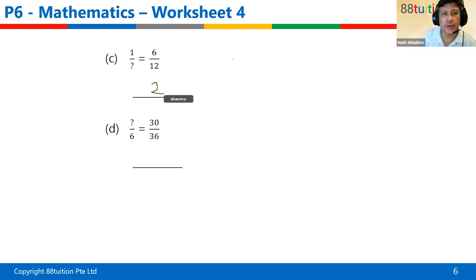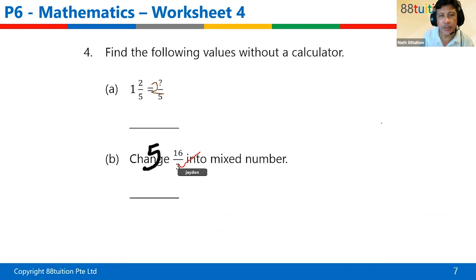Okay, Shanmu is correct. Yeah, 6 out of 12 is actually half, so that missing number is a 2. Anika has written 5, so 30 out of 36, simplest form is 5 over 6. Yes, so the missing number is 5. Well done. I think we have two more basic questions. So let's just get who else.